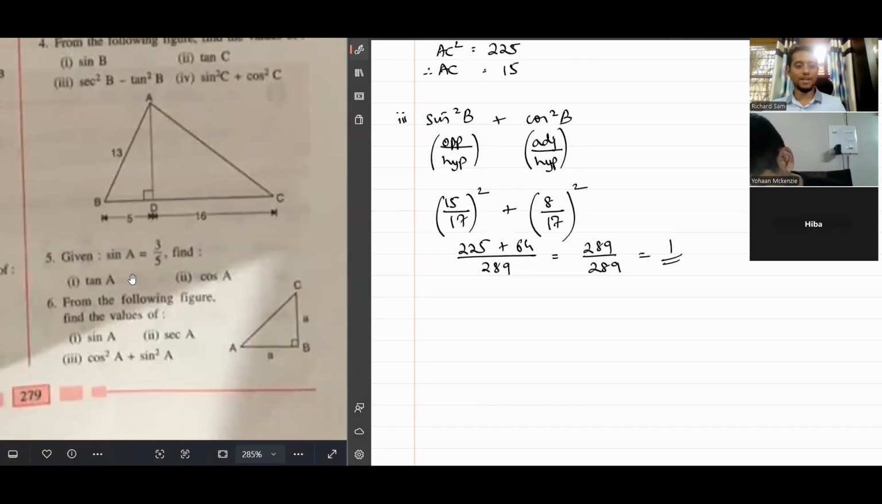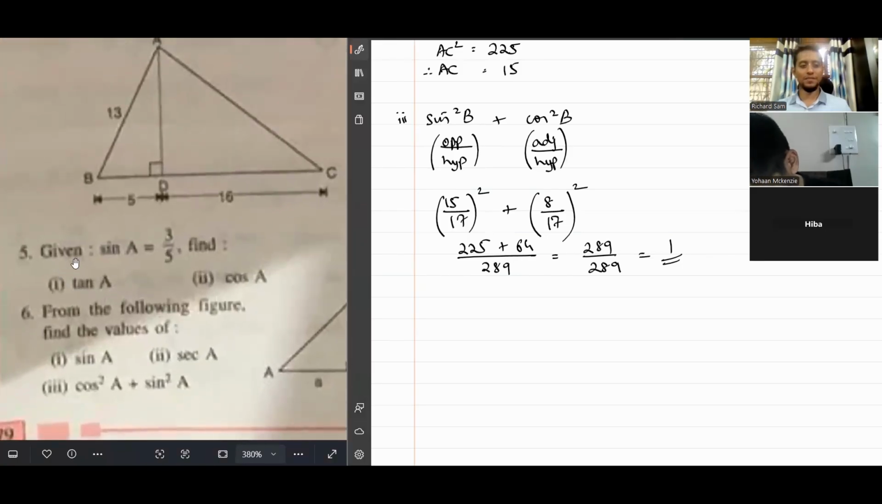Now look at question 5. Given sine A is equal to 3 upon 5, find tan A and cos A. There's no diagram here in this question. You see that? There's no diagram. They just gave sine A is 3 upon 5. What do you mean by that? What do you understand from that? That's all that's given. So what do you think you should do?